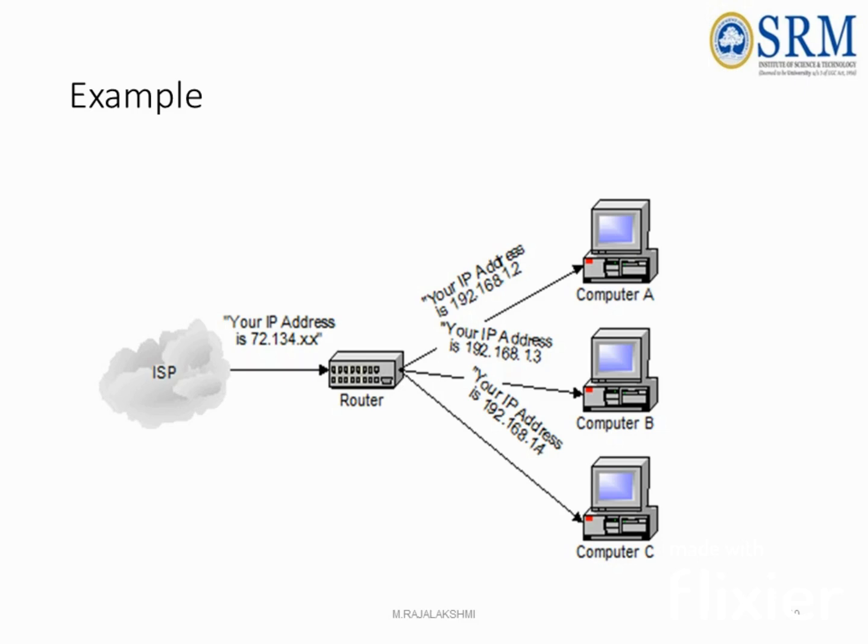How is it possible? The communication is first initiated by the private system, then it reaches the router, and the router maps the private IP address to the public IP address. For example, first 192.168.1.2 will be mapped to 72.134.1.2. Next, computer B 192.168.1.4 will be mapped to 72.134.10.50, a different address. Similarly, computer C 192.168.1.4 to 72.134.10.15, like that it will be converted. So the mapping table is held in the router.